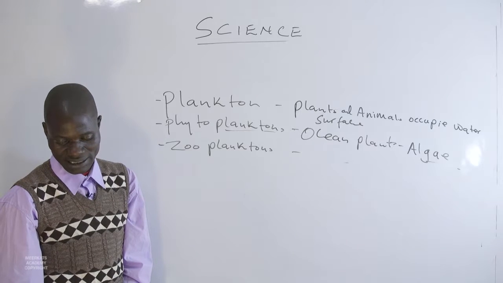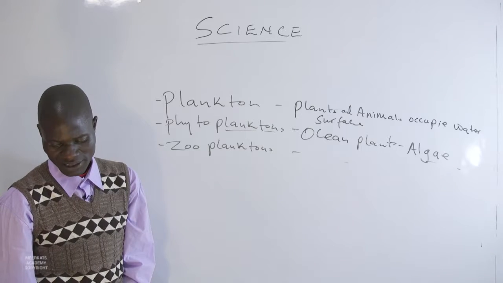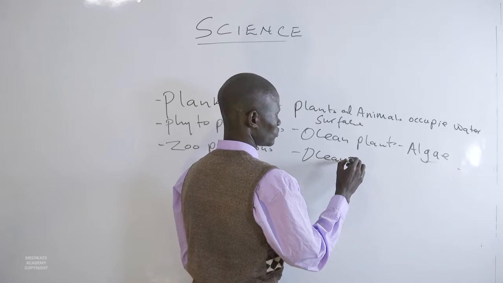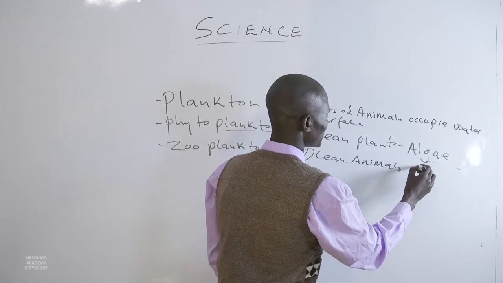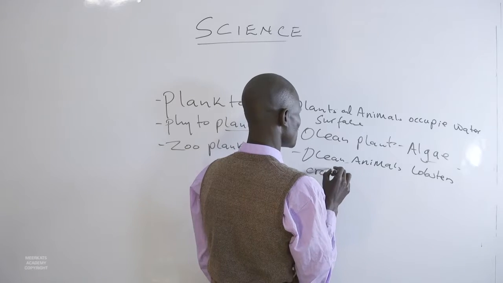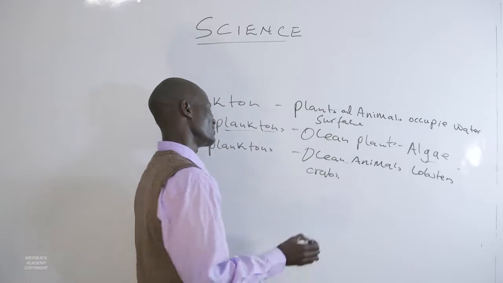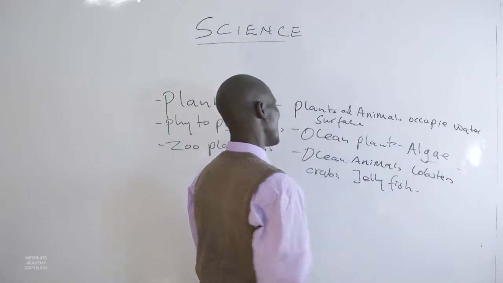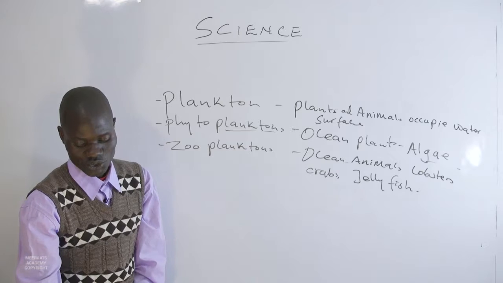The zooplanktons are also included. The ocean animals involve lobsters. We can have crabs. Any other ocean animal that you know, you can have jellyfish, and so many others.